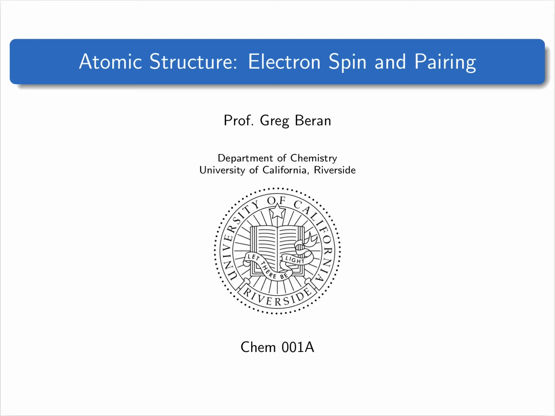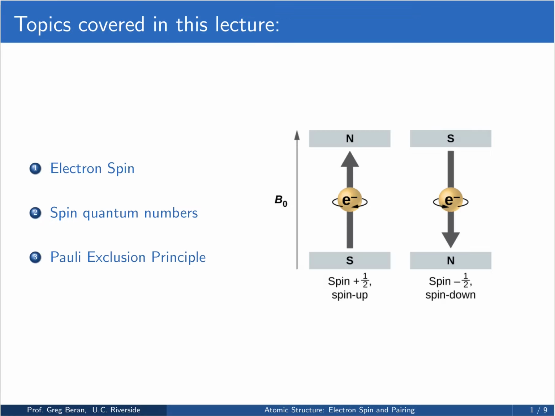In the last lecture, we talked about the hydrogen atom and its different orbitals, and those orbitals had 3 quantum numbers associated with them. In this lecture, we're going to see there's actually one more feature we need to pay attention to, which is electron spin, that adds a 4th quantum number to the state. And then we'll also talk about how this leads to electron pairing. So in particular, we'll talk about electron spin, spin quantum numbers, and the Pauli Exclusion Principle.